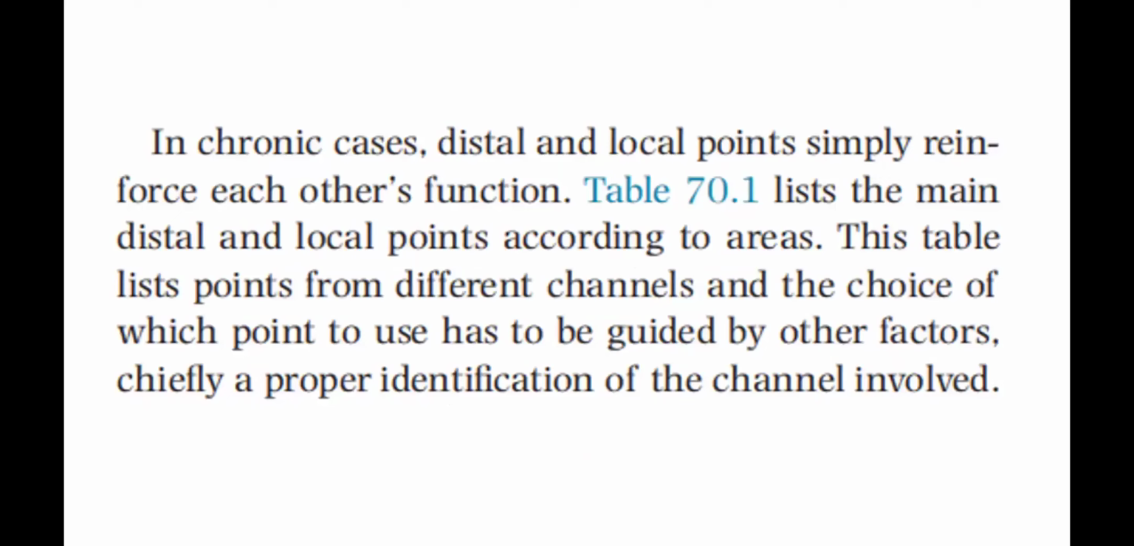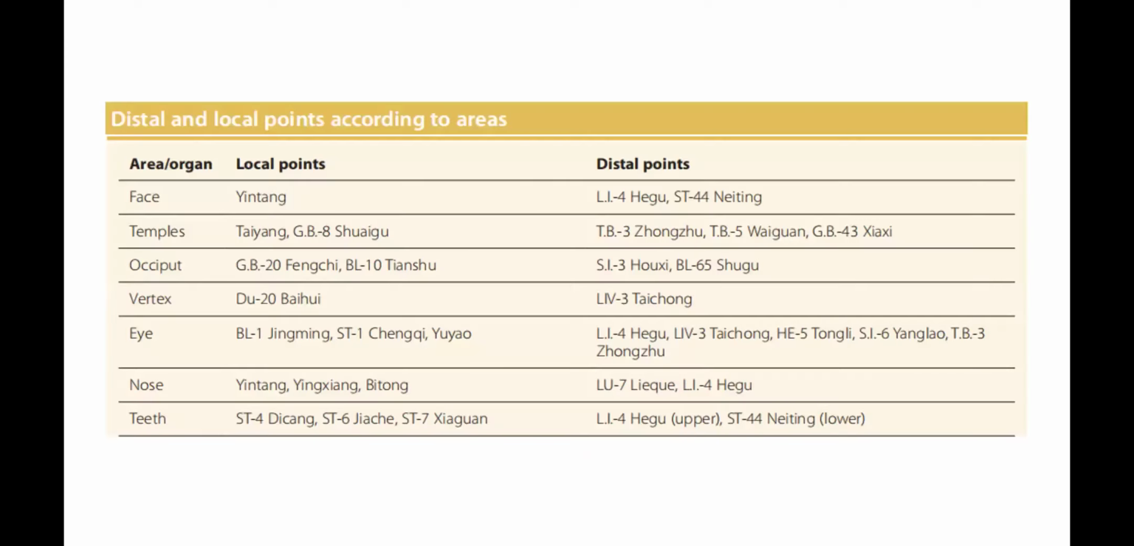So we have the next table that will list the main distal and local points according to areas. This will list points from different channels, and the choice of which point to use has to be guided by other factors, chiefly proper identification of the channel involved. Let's start with the face. Local point is in tongue. Distal points would be LI4 and Stomach 44.